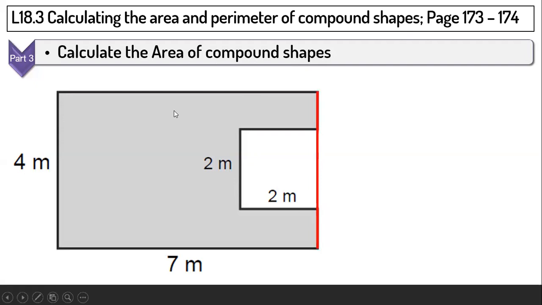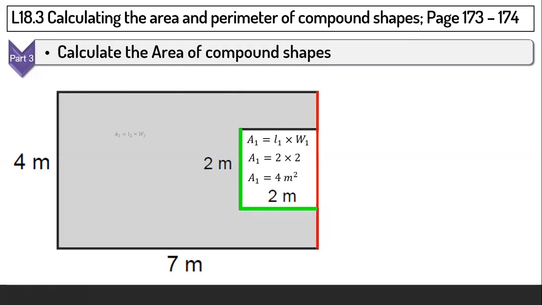I will complete the shape. Then I will find area 1. It will be length times width. Length 1 times width 1. In this case, my length is 2 and my width is 2. So it will be 2 times 2, which is 4. This is the part that I will take out.